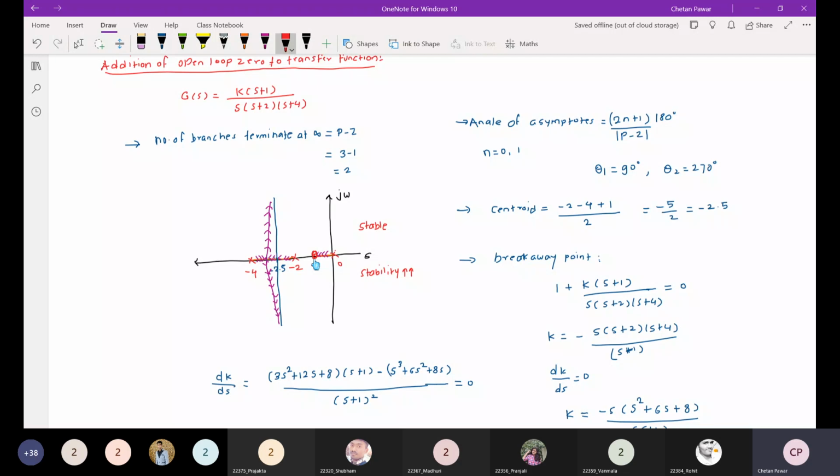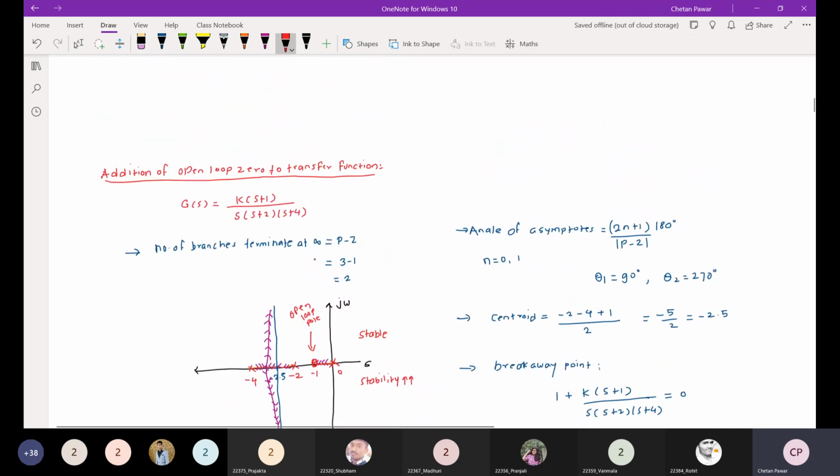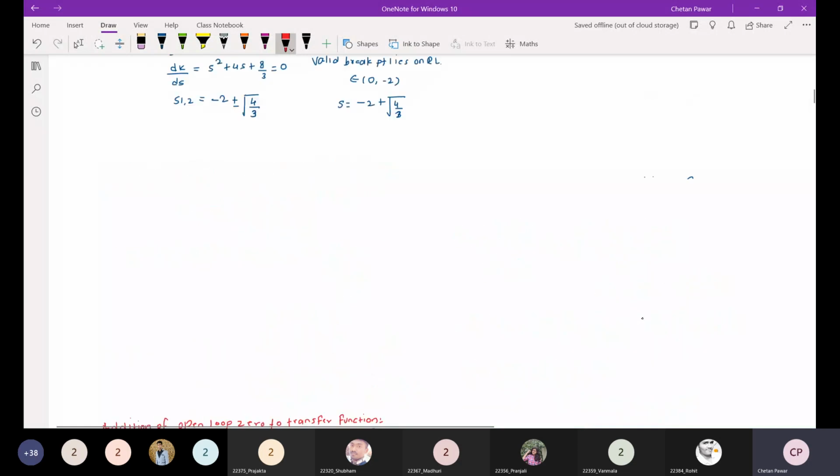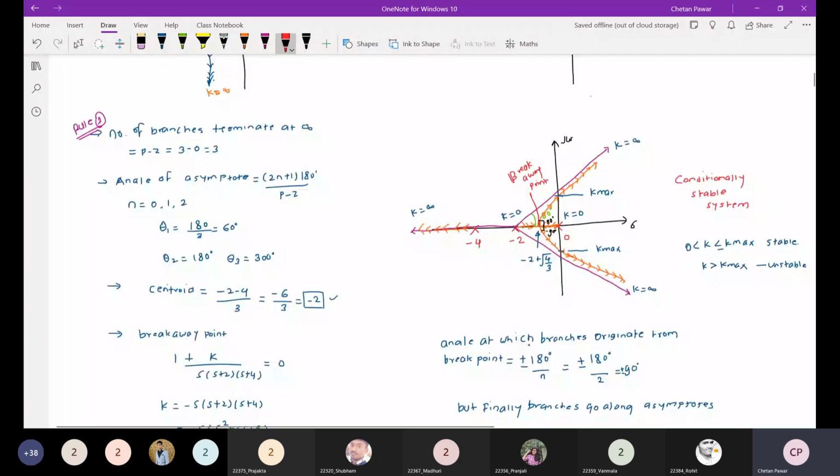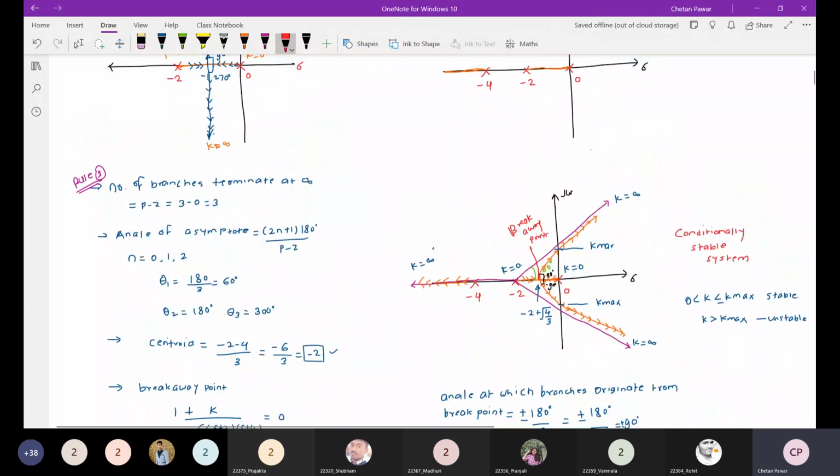So at this, okay, here that is the open loop zero. Okay, so if you add an open loop zero at -1, previously the root locus of that particular transfer function is like this, right?